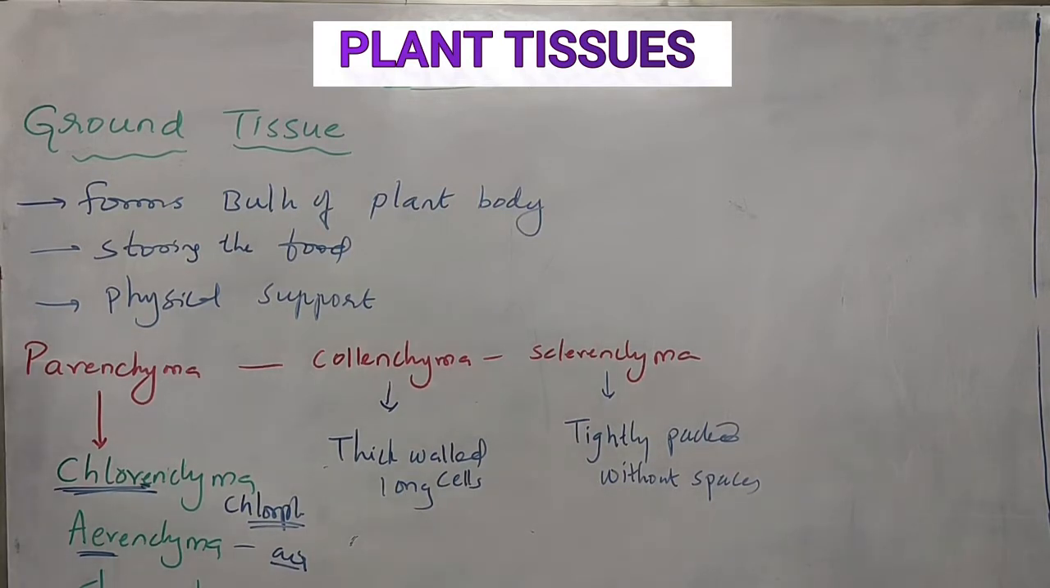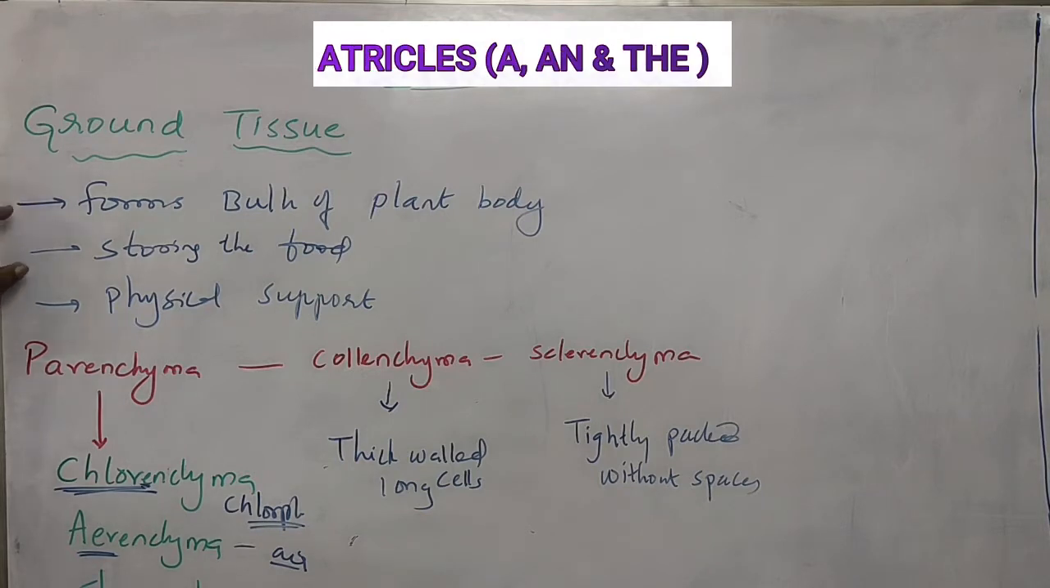So third one here is the ground tissue. Ground tissue basically forms the bulk of the plant body. Maximum part of the body of a plant is formed because of the ground tissue. Okay, and ground tissue also stores the food material.